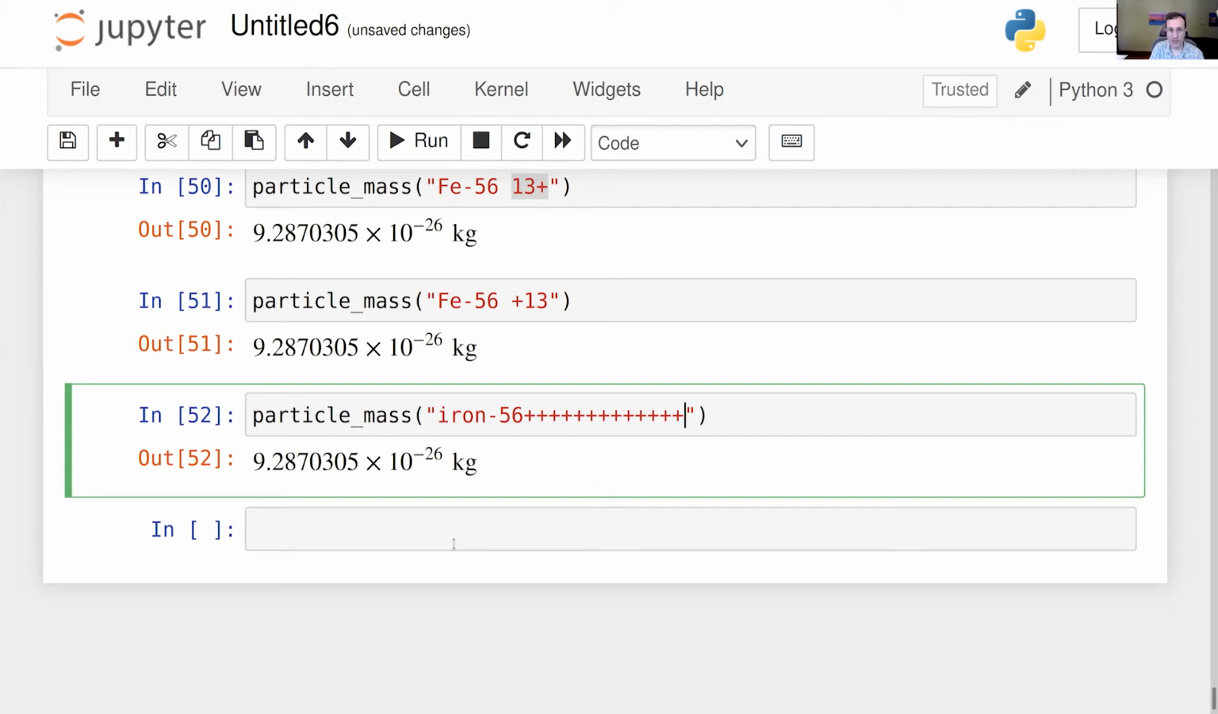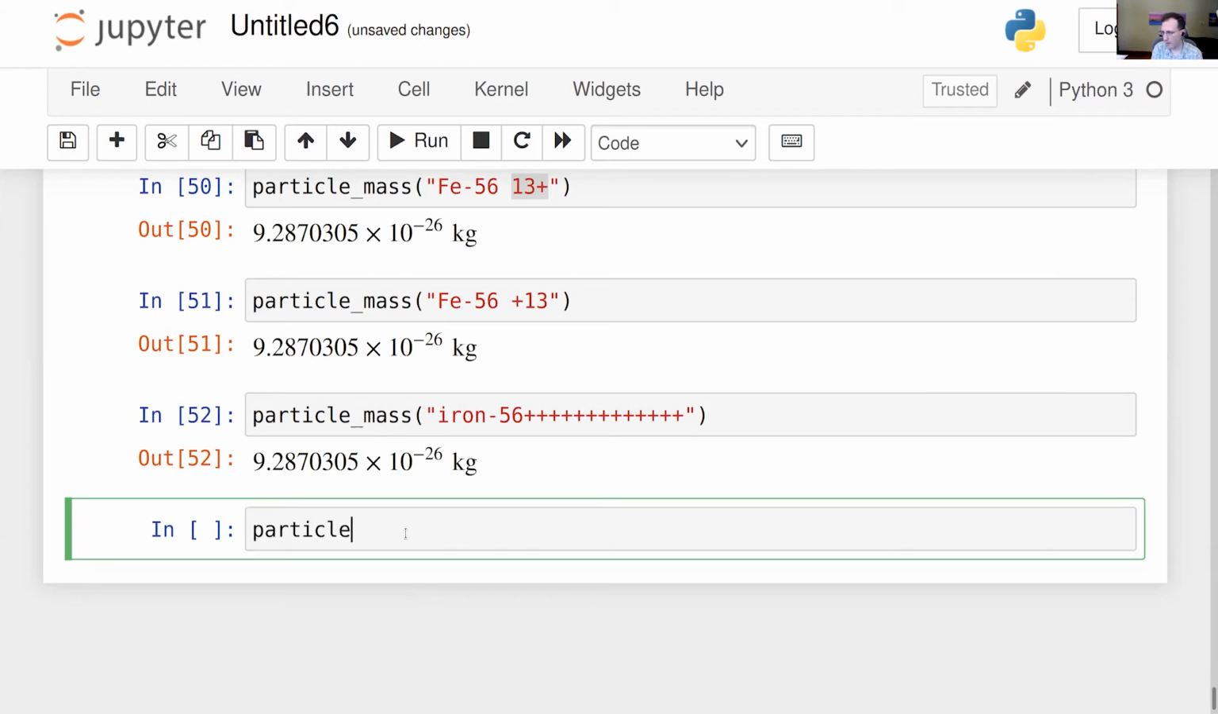And most of these functions take additional arguments, in particular for ions, we could get the particle mass of iron with Z equals 13. So iron 13 plus, and then set the mass number equal to 56. And so we can get it that way.